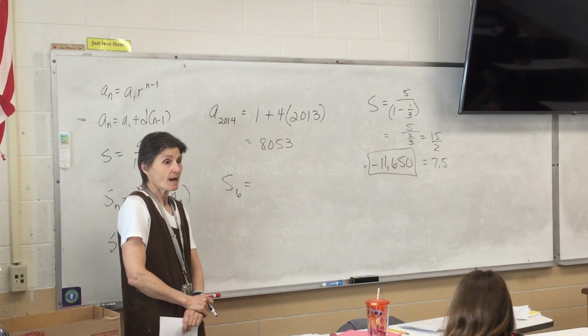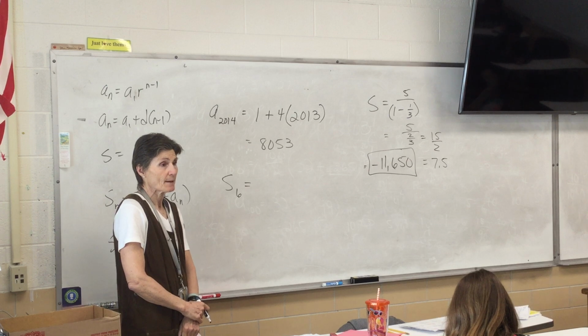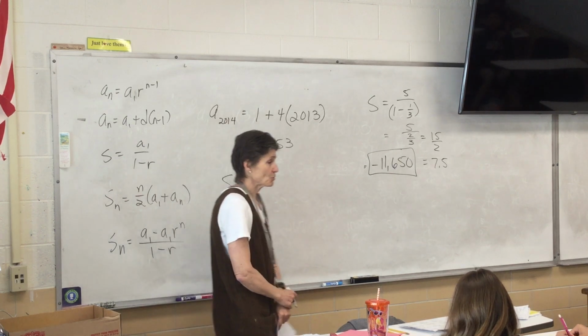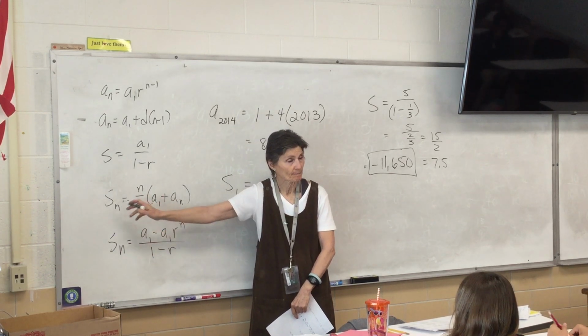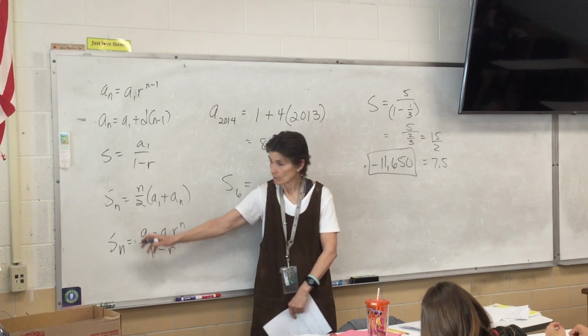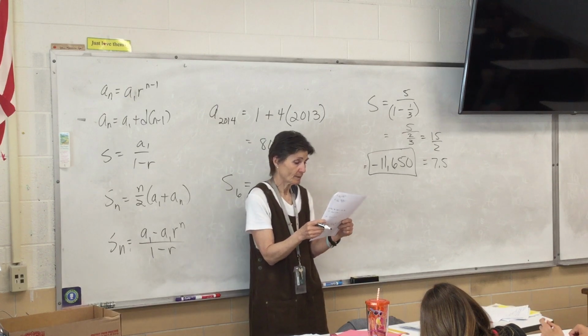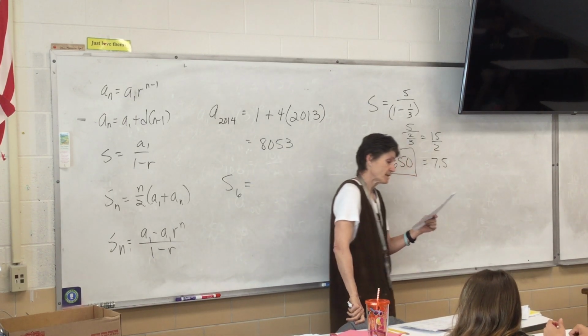Everybody good? You need to stop and raise your hand or ask a question, guys, if you're confused by something that's happening here. All right, next question says S sub 6. So that's your clue. You're going to look at your S sub formulas. So it's going to be one of these two right here. Well, which one? Well, that depends what's happening in the sequence. What's happening in this one?